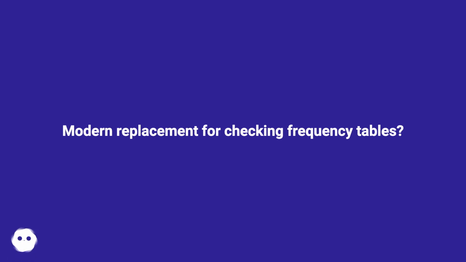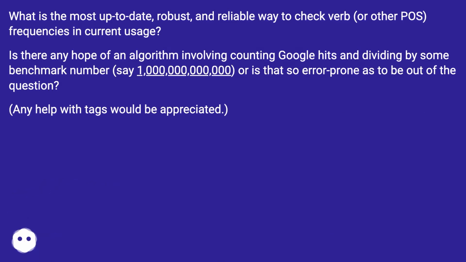Modern replacement for checking frequency tables. What is the most up-to-date, robust, and reliable way to check verb, or other POS, frequencies in current usage? Is there any hope of an algorithm involving counting Google hits and dividing by some benchmark number, say 1 trillion, or is that so error-prone as to be out of the question? Any help with tags would be appreciated.